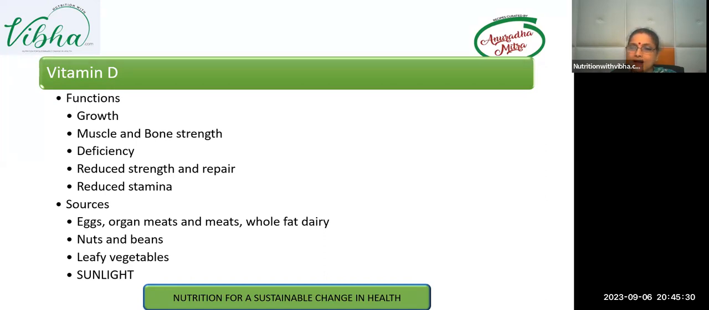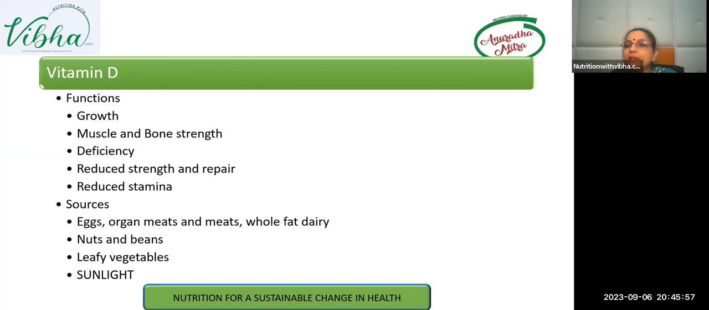Now, the sources are again non-vegetarian sources, mainly like eggs, organ meats, and in case of vegetarians, the whole fat dairy, which actually is classified as a non-vegetarian source because it is from an animal. However, in our country, it's a vegetarian food. So whole fat dairy, nuts again, different varieties of beans, leafy vegetables, and of course, sunlight.